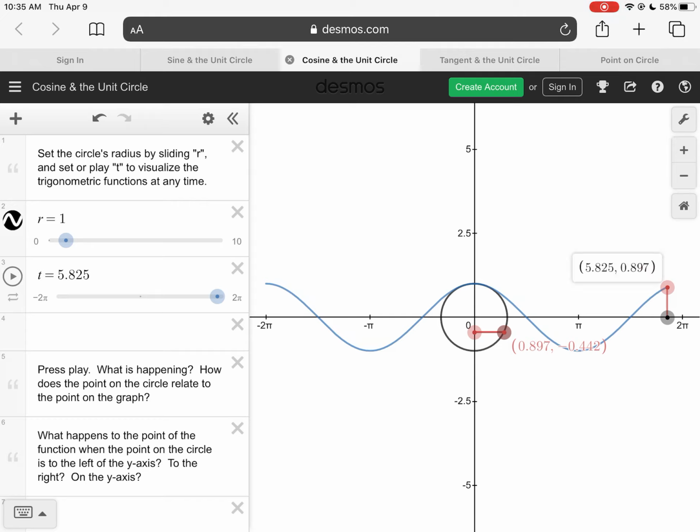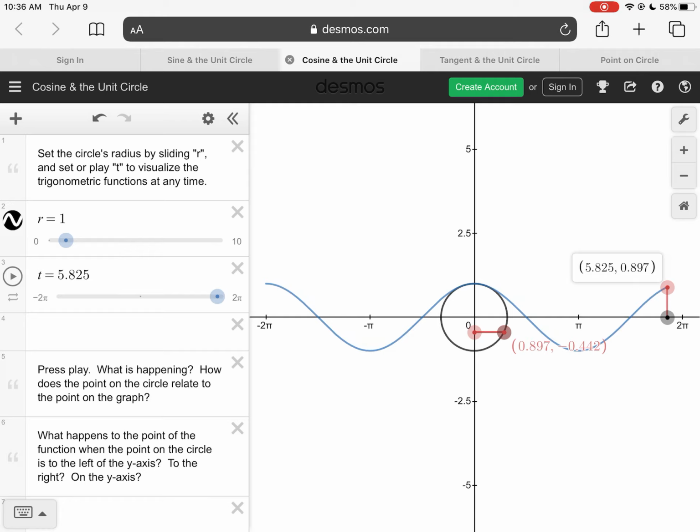You see here the x value is positive 0.897. And I don't know if we can highlight it. Yeah, the y value there is 0.897. So this is looking at all the angles. If we look at the circle, all of the angles on the circle have a matching x value.